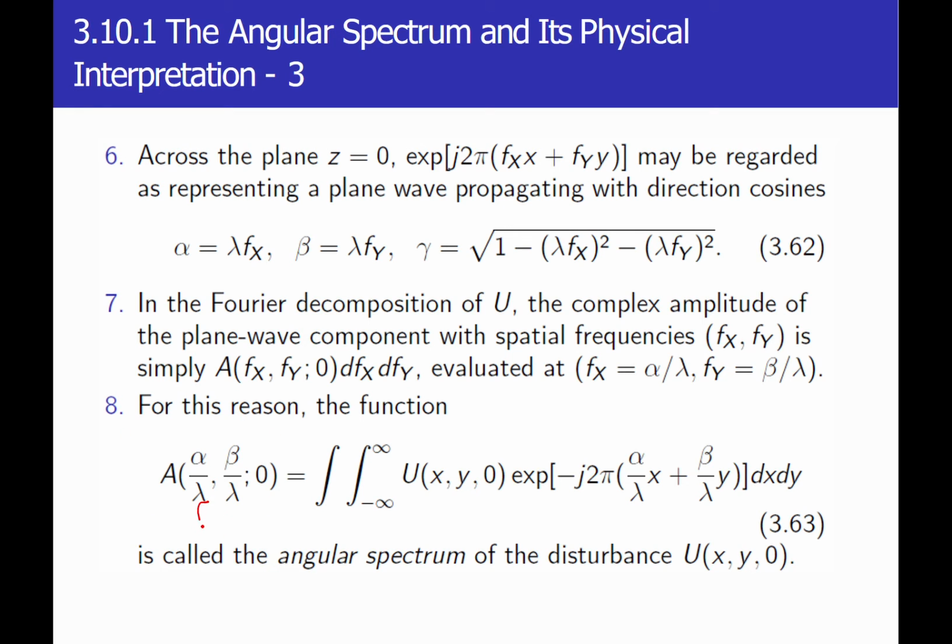So it's the same name, but in some cases we are using the Fourier component. Let's say fx, fy, and then we call it the Fourier transformation of u(x,y,0). But at the same time, we call it the angular spectrum of the disturbance u(x,y,0) in terms of plane waves, with this alpha and beta, gamma. That is the starting point.